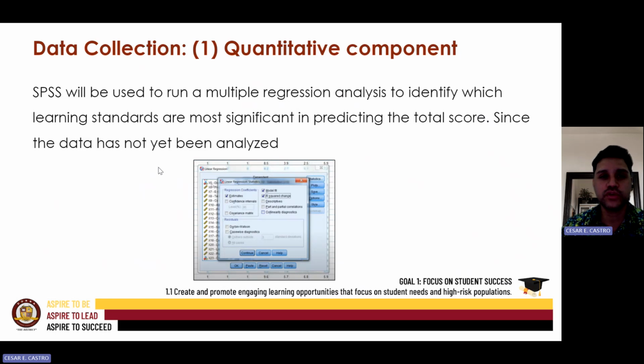Now, SPSS will be used to run a multiple regression analysis to identify which learning standards are more significant in predicting the total scores, since the data has not been analyzed. So what does this mean? Pretty much the results from SPSS are shown in this little picture, but they are not the actual true scores because we haven't run that report yet. And that's the quantitative data.